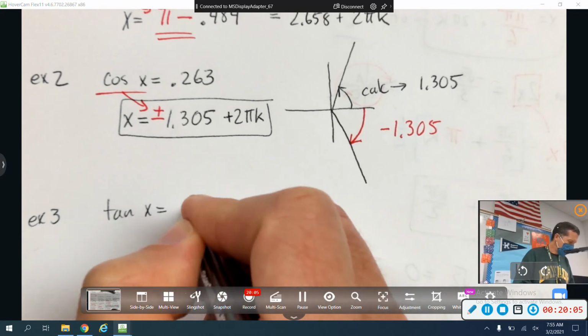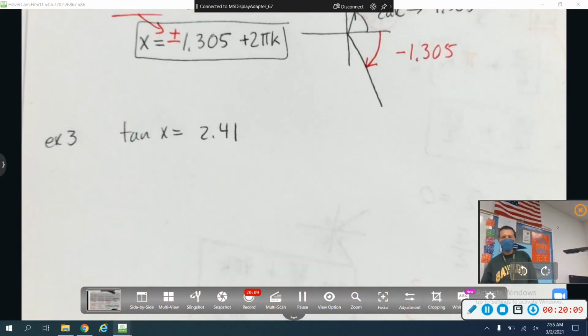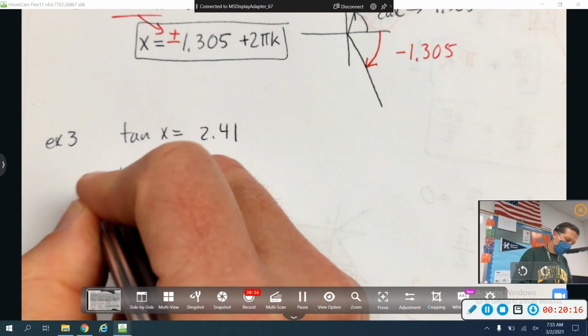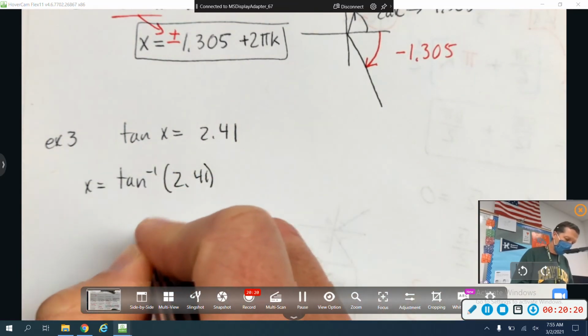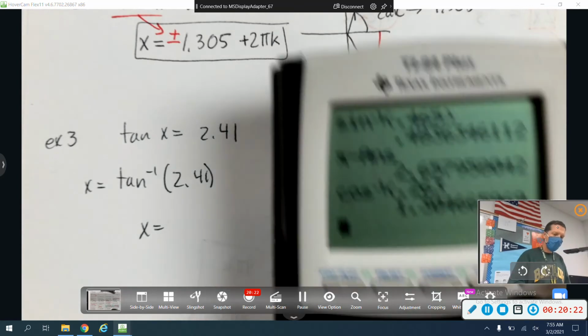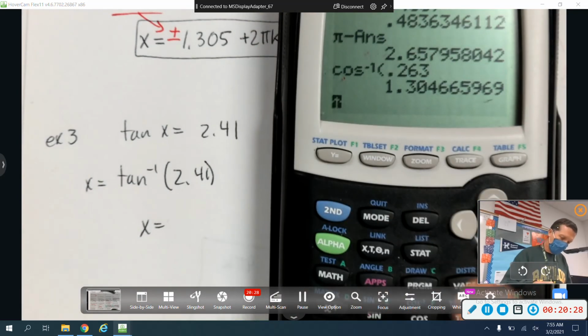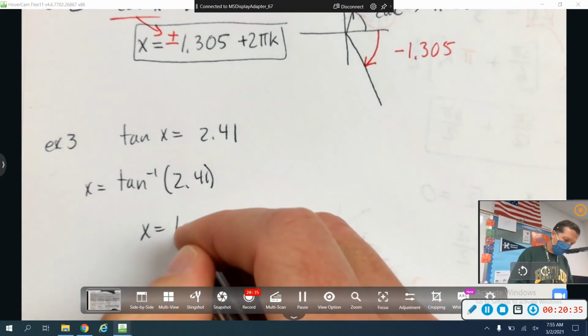Tangent. So let's say tangent of x equals 2.41. So first answer would be inverse tangent of 2.41. I mean, you better get half the answers right on the test, right? Because that's as easy as it gets. Inverse tangent, 2.41, 1.177.